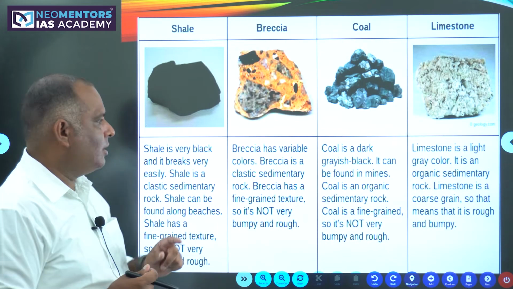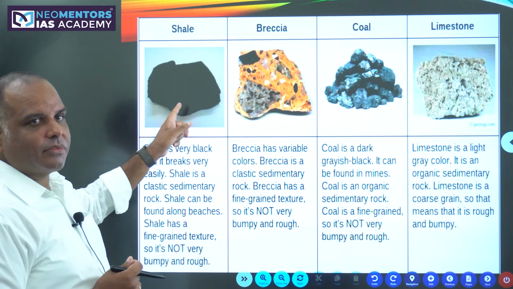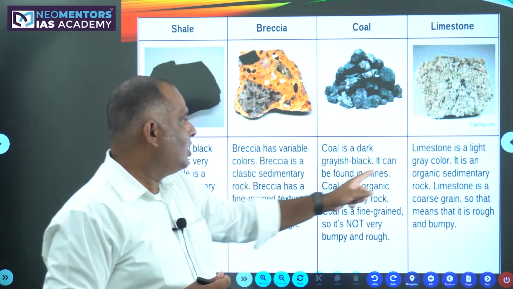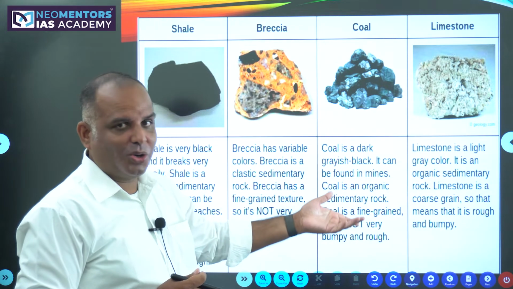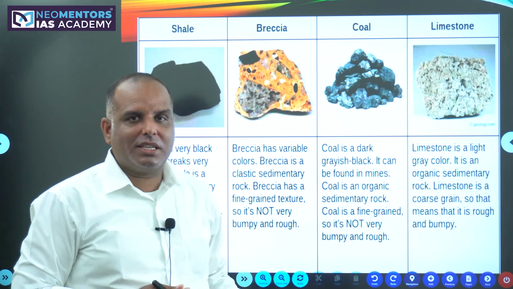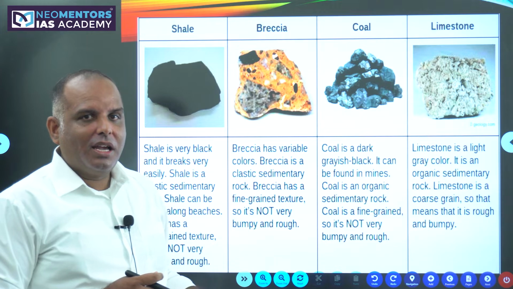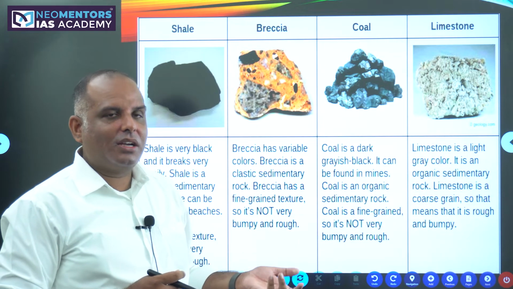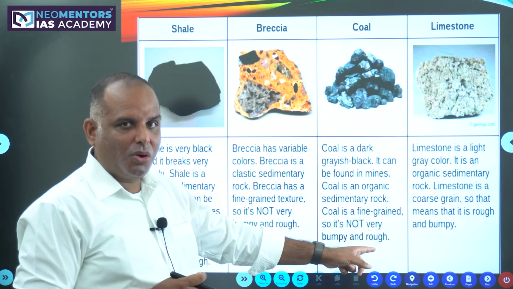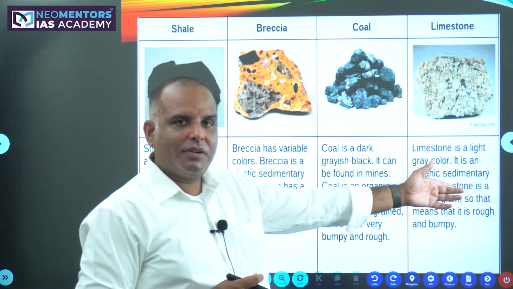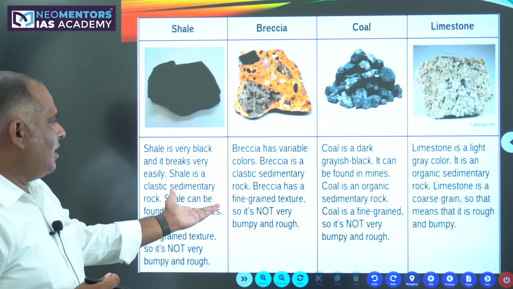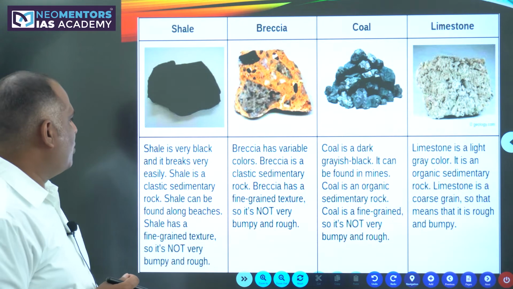This is one more example. Okay? Shale, coal, limestone, right? Coal is dark greyish black. We all know that, right? Coal is an organic sedimentary rock. This is very important. There could be a question where one of the options is coal and it asks which of the following is a sedimentary rock, then definitely we should not exclude coal. Coal is definitely a sedimentary rock. Okay? Similarly, limestone, we already discussed it. Breccia has a fine grained texture. Okay?